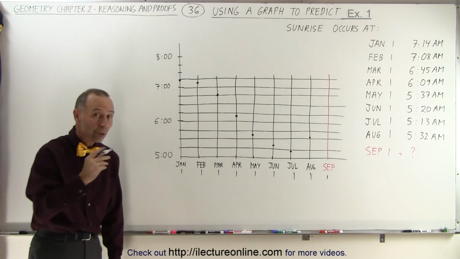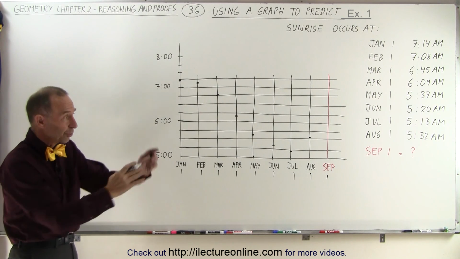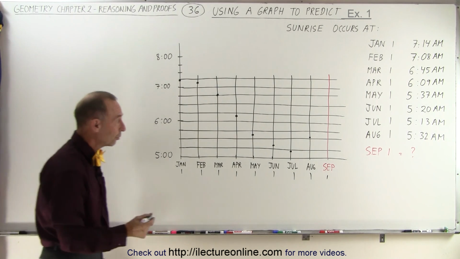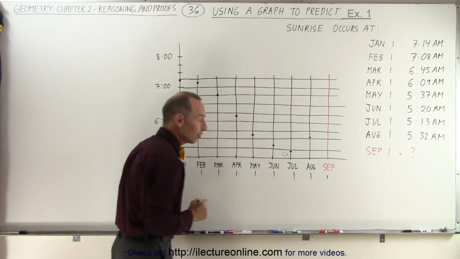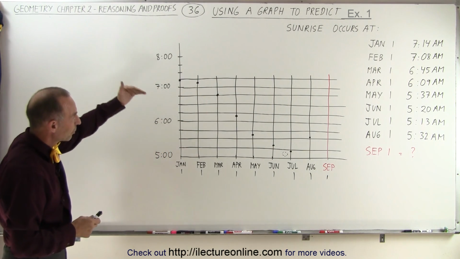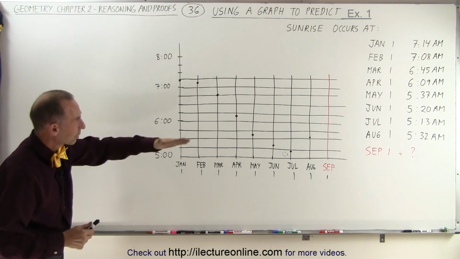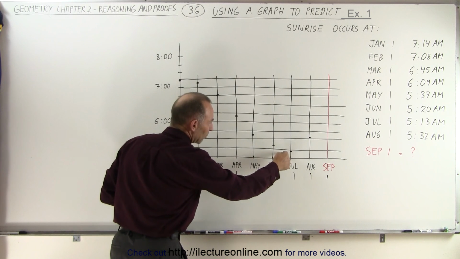All right, now we also know that the sun will rise the earliest on June 21st, even though that's not indicated there. So we know that this probably drops down to somewhere around this area on June the 21st, the first day of summer, at the summer solstice. So now based upon those numbers, what does that graph look like at those data points right here? So we can see that we can predict this to be there.